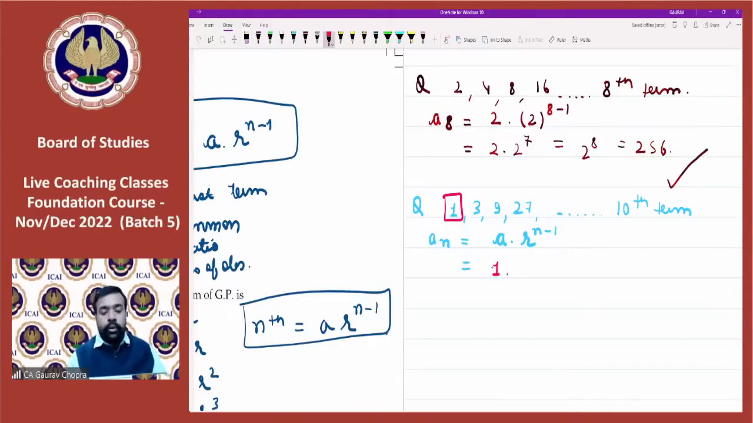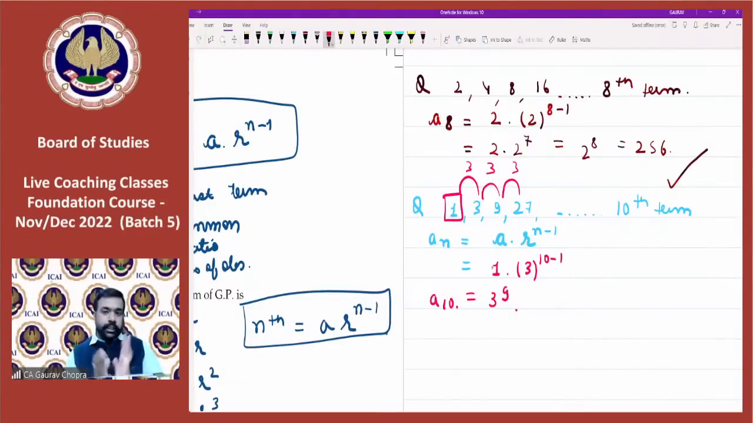Then what is the common ratio? Just divide: 3 upon 1 is 3, 9 upon 3 is 3, 27 by 9 is also 3. So the ratio is common and r is equal to 3. What will be the power of 3? It will be 10 minus 1, that is 9. So 3 to the power of 9 is the 10th term of the series.